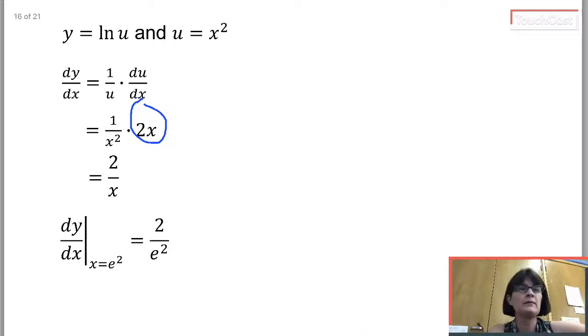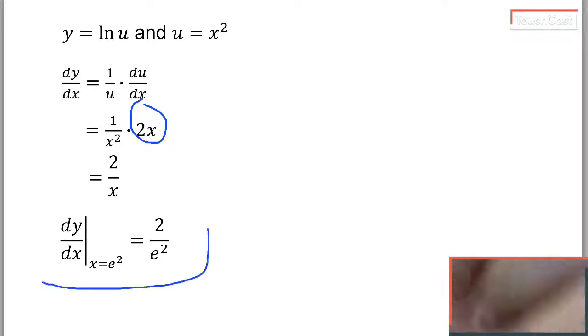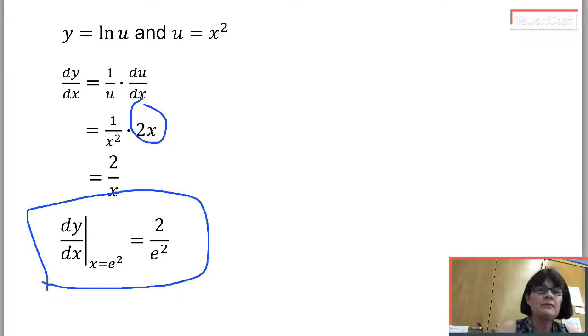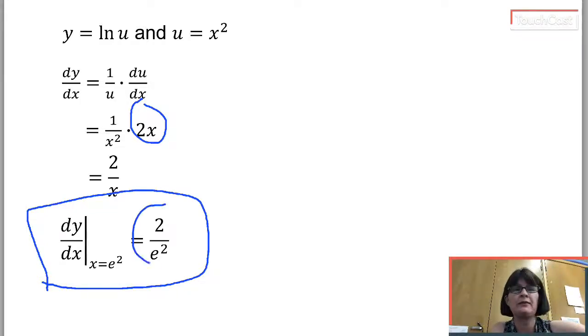And now I need to evaluate that at the place where x equals e squared. So dy/dx at the place where x equals e squared. Notice this notation. I hope you're practicing. It's going to be 2 over e squared. So can I write, I found the slope of the tangent line. There you go. I don't even need to write the equation. I was just asked to find the slope of the tangent line: 2 over e squared.